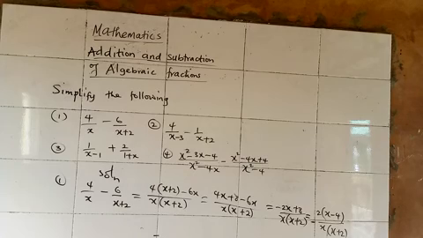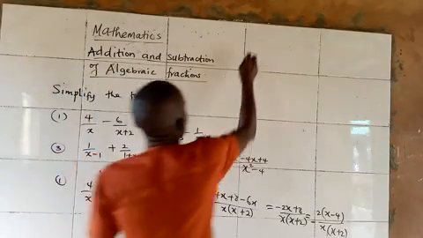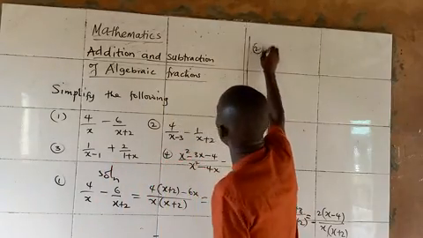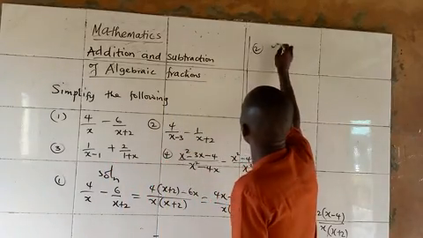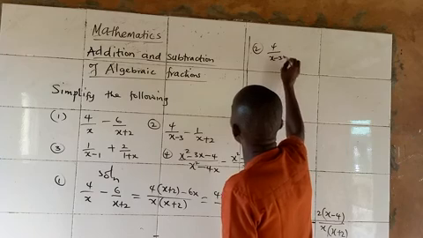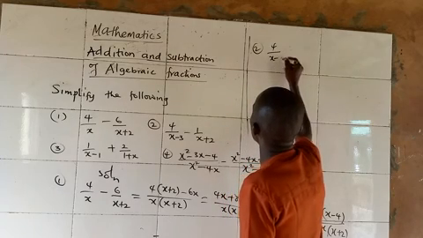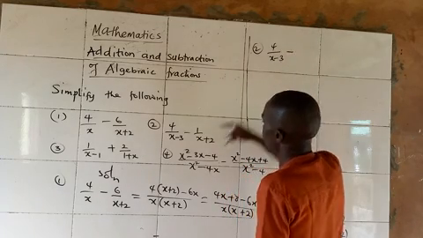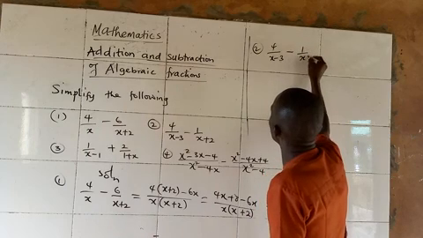Now we can solve the other one. What is the other one? Then number 2. Let us see, number 2 is what? 4 all over s minus 3, and the other one, we have 1 all over s plus 2.